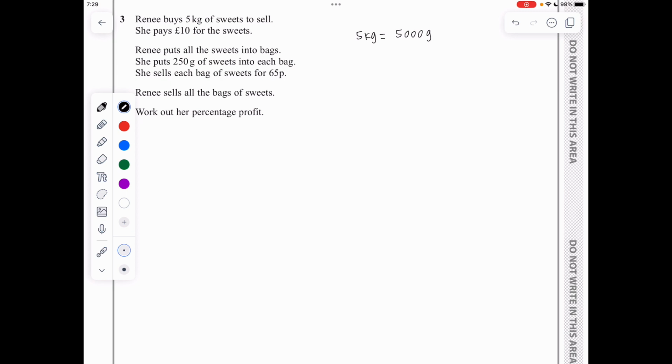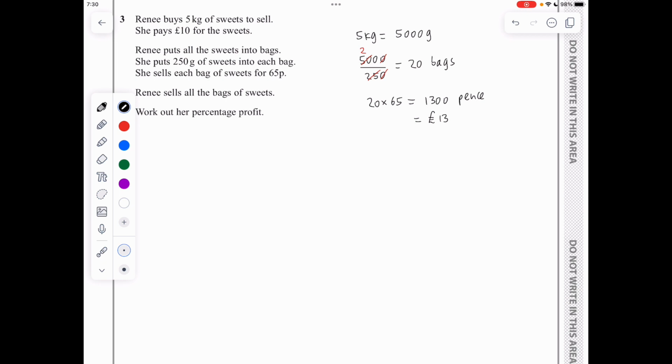Well, each bag contains 250 grams. So 5,000 over 250 to give me the number of bags. Well, the 0 with the 0 will cancel out. 25 into 50 goes 2 times. So we've got a total of 20 bags that were sold. Now, each of them was sold for 65 pence. So 20 times 65. Well, 2 times 65 is 130. And another 0, we've got 1,300 pence, and this is 13 pounds.